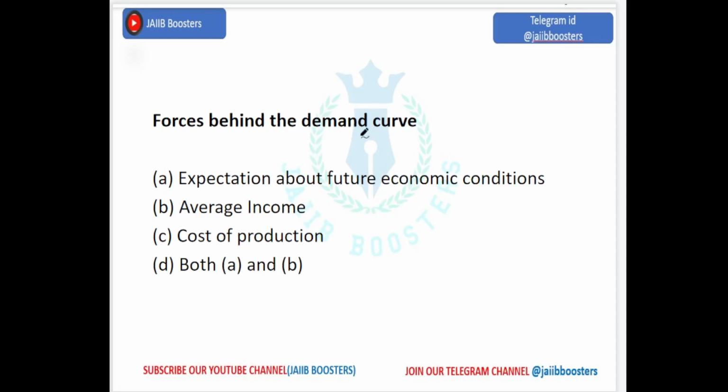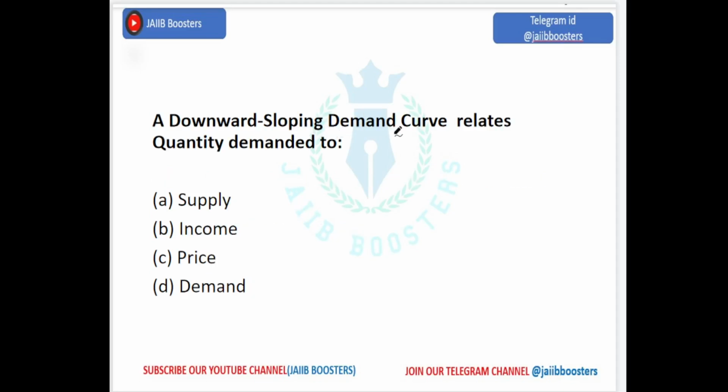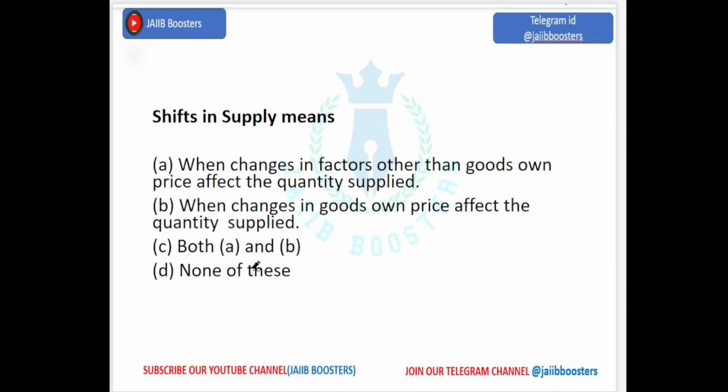Forces behind the demand curve: expectation about future economic conditions, average income, cost of production, both A and B. The answer is cost of production. A downward sloping demand curve relates quantity demanded to supply, income, price, demand. The answer is price. Shifts in supply means when changes in factors other than the good's own price affect the quantity supplied, when changes in the good's own price affect the quantity supplied, both A and B, none of these.